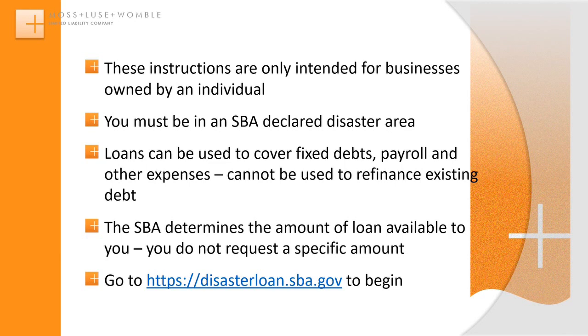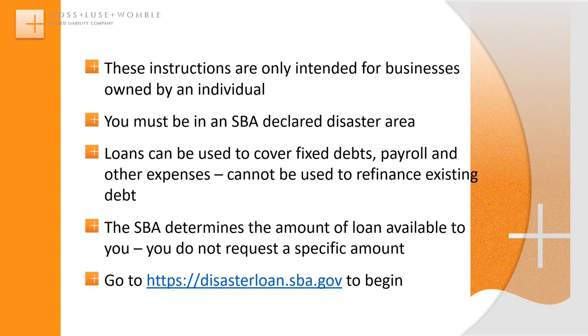It's important to know that you must be in an SBA declared disaster zone. You can go to the Disaster Loan website to find out if your county is covered. These loans can be used to cover fixed debt, payroll, and other expenses. It's important to know they cannot be used to refinance existing debt. So we can't go to the SBA and ask them to refinance our current debt because we get better terms.